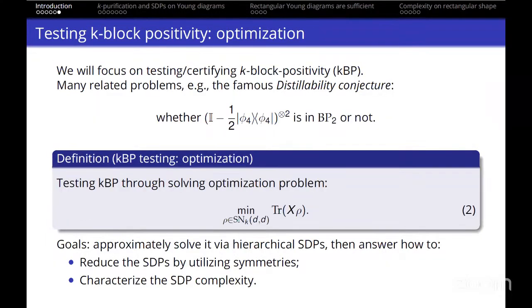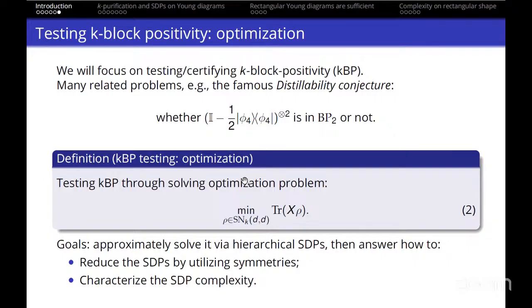And then, as I said, I will focus on K-block positivity, but there are many related problems, and one of the famous ones is the distillability conjecture, which is one of the five open questions in the paper. Actually, it is a long-standing question for maybe 20 years. I'm not very sure, but it's a long-standing problem. So we just try to know whether this state or this operator is K-block positive or not.